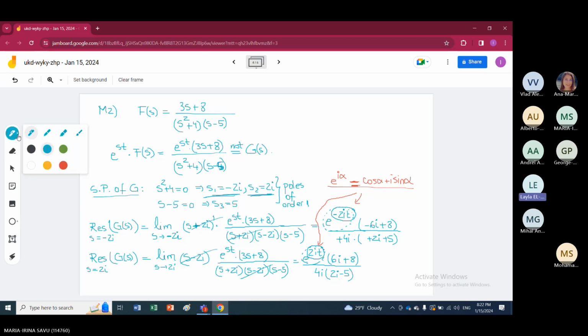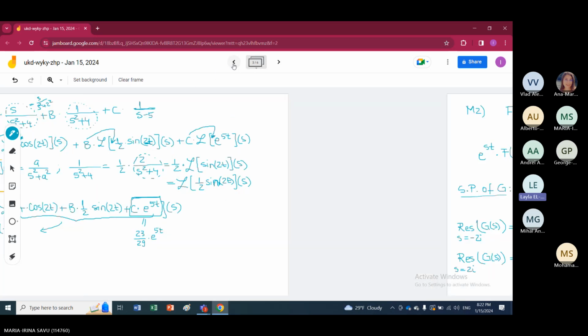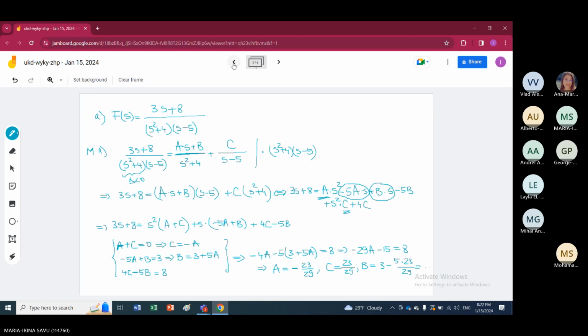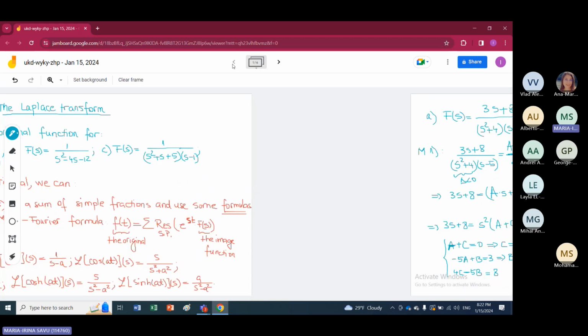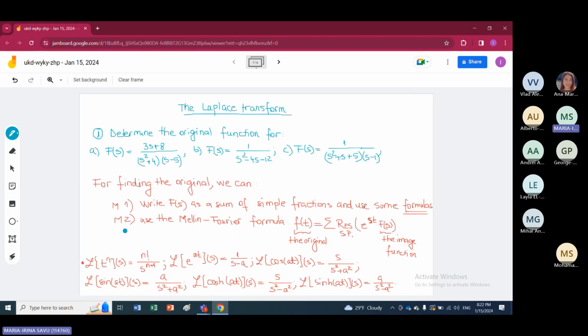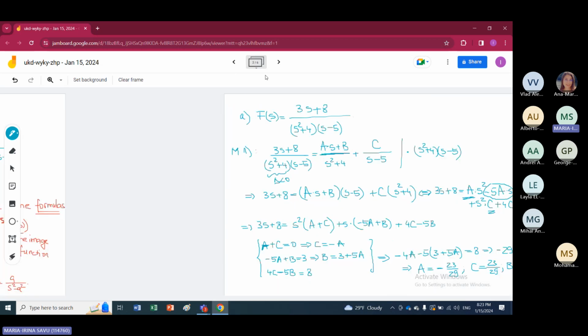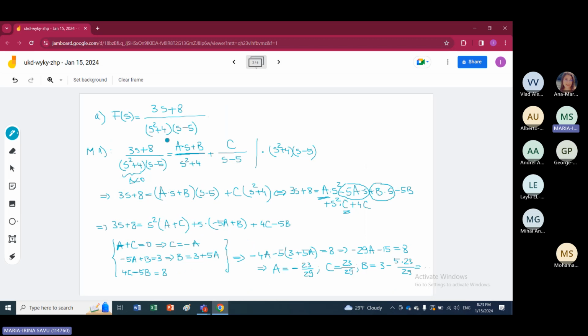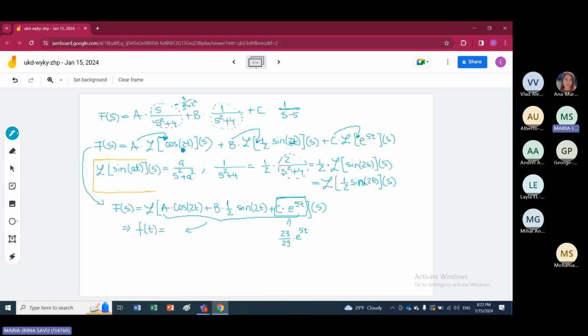So when we have squares, we use the second one. If we don't have squares, we prefer the first one. There is another method here which combines the first with the second method. So if you have a square here, you can use the first method for these two fractions, and you can use the formulas to see that the original functions look in this way.